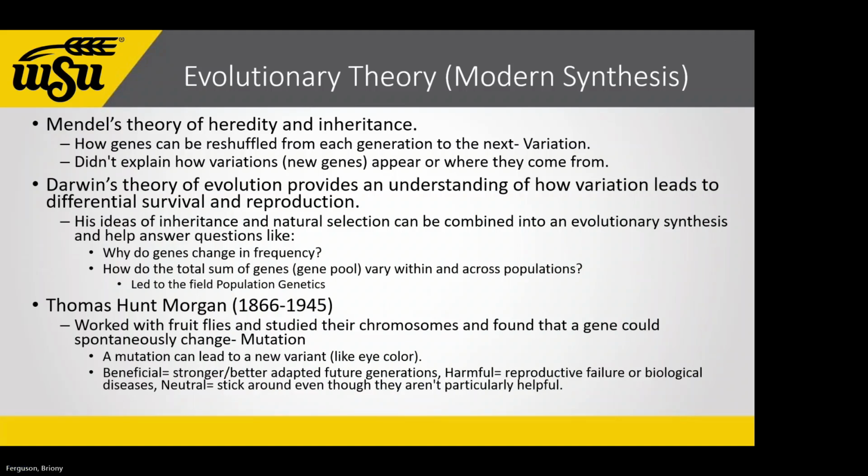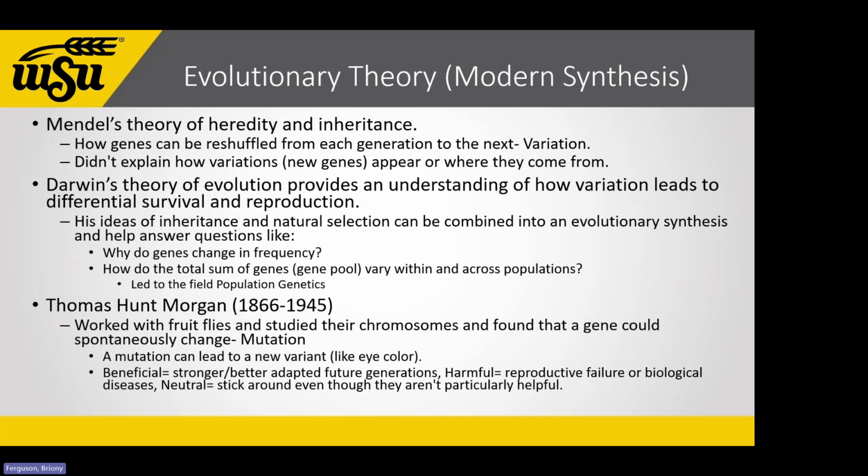So the modern synthesis for evolutionary theory takes some from Mendel's theory of heredity and inheritance, specifically how genes can be reshuffled from each generation to the next, which is something we call variation. But it didn't really explain how variations or new genes appear and where they come from.